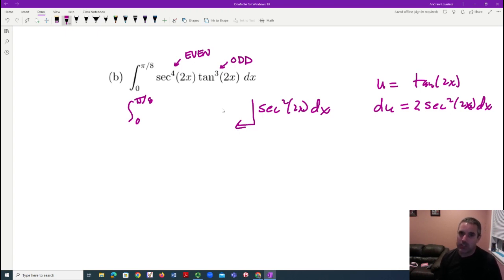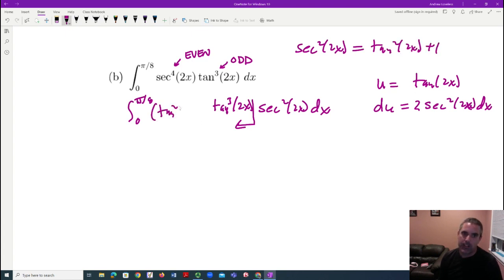But the rest of the problem is to change everything else into a tangent. Well, this already is a tangent, so that's good. But this one is going to be secant squared of 2x. And so I'm going to have to rewrite that as tangent squared of 2x plus 1 using the identity. Tangent squared of 2x plus 1. And so then this becomes, now we're going to do everything. So when you plug in a 0 here, you get 0. So this becomes 0. When you plug a pi over 8 in here, you get tangent of 2 times pi over 8. So tangent of pi over 4.